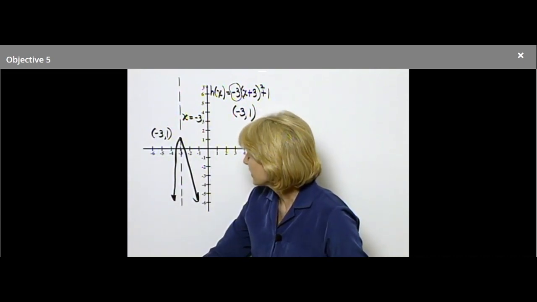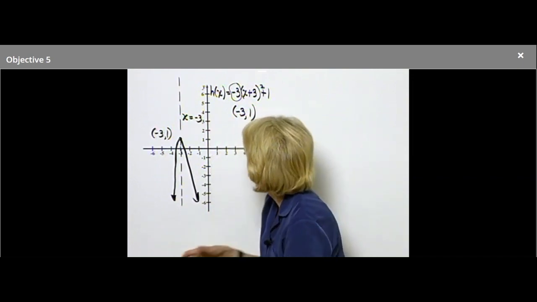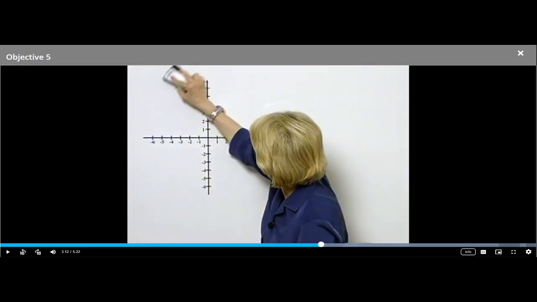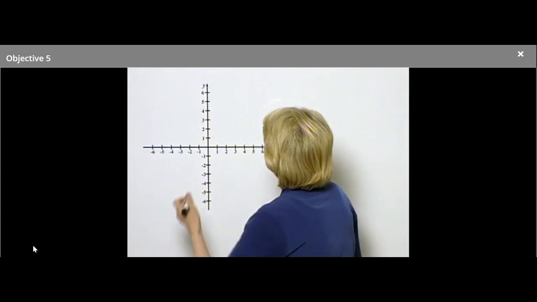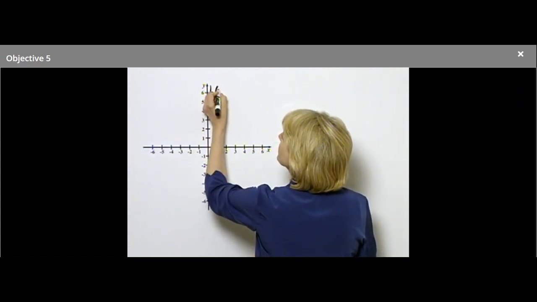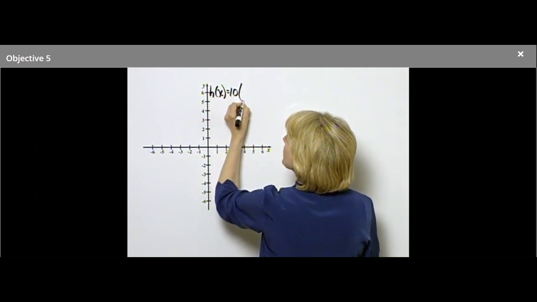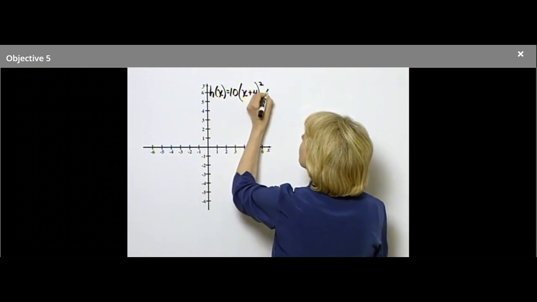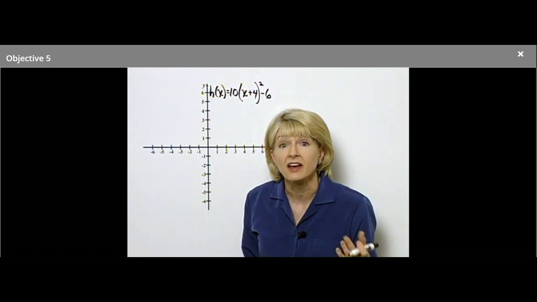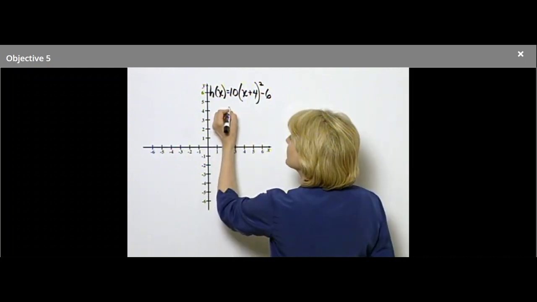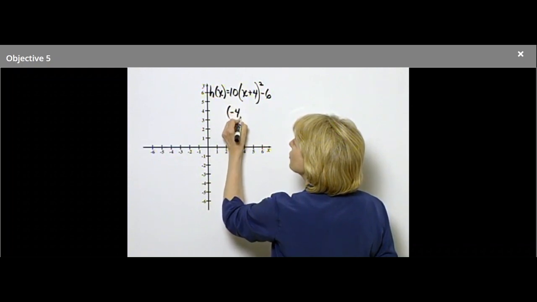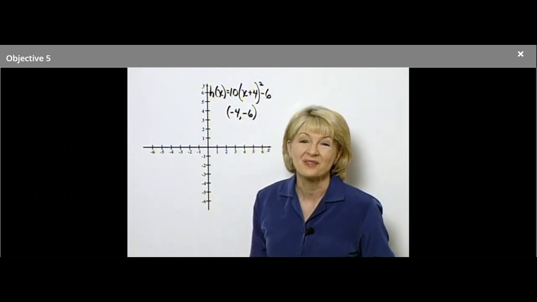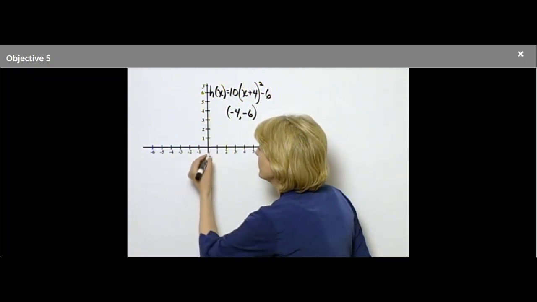Now let's go ahead and do this again. Let's graph one more function. Make sure you're comfortable with this. Let's suppose we have, let's use h of x again, equals 10 times x plus 4 quantity squared minus 6. Let's go straight to the vertex of this parabola. The vertex is the opposite of that number, -4. That's the x value. And then whatever that is, -6. There is the vertex.